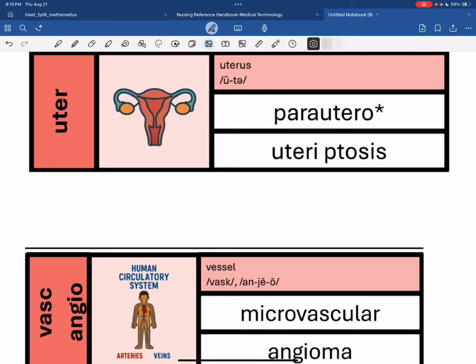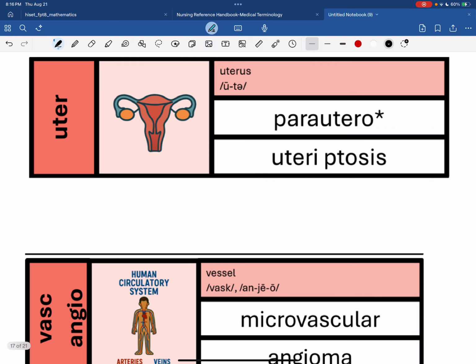This root is uter, and it refers to uterus. The first word I made up because I was trying to think of ways to use the prefix para. So let me just get into this and I'll tell you what I was thinking. I'm not saying it's not a word, but I have not heard it in real life.